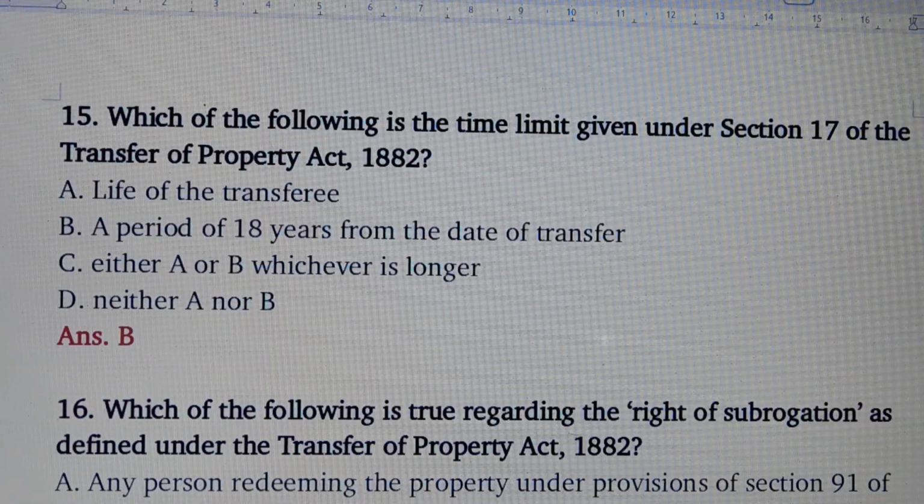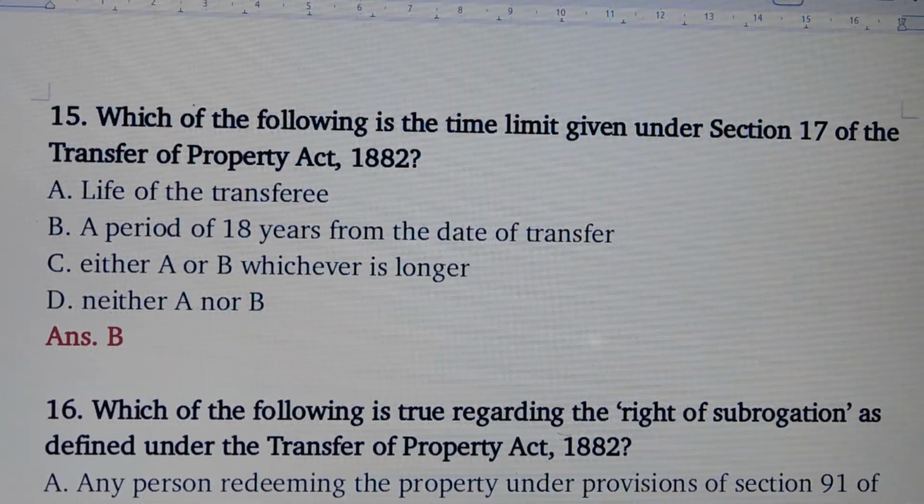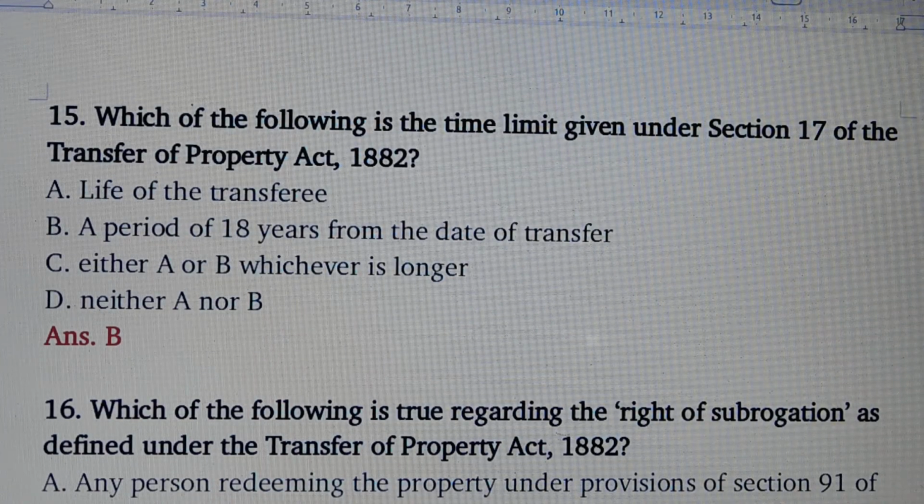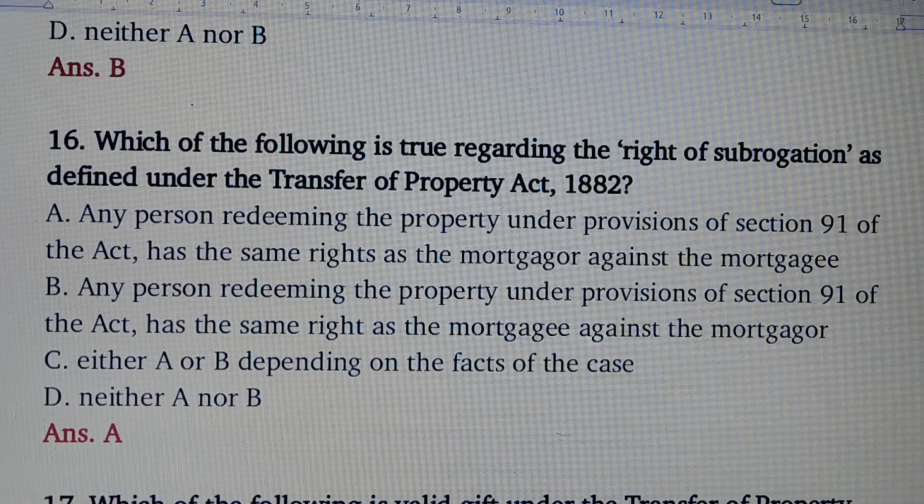Question number 15. Which of the following is the time limit given under section 17 of the Transfer of Property Act? Answer is option number B. A period of 18 years from the date of transfer. Question number 16.